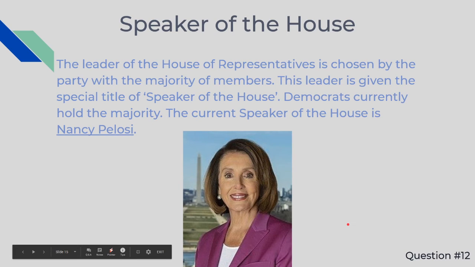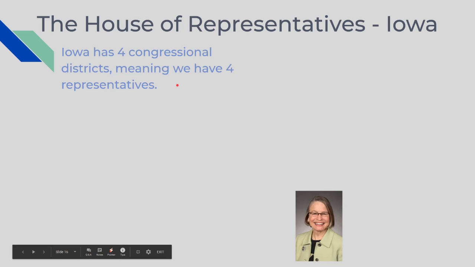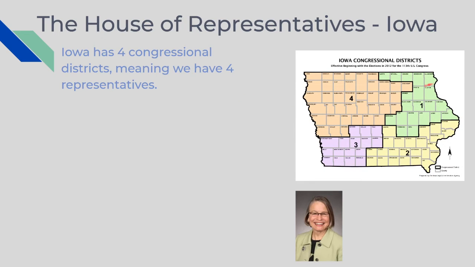We're now going to talk specifically about Iowa's representatives in the House of Representatives. Iowa has 4 congressional districts, meaning that we have 4 representatives. The map of those representatives is out here. You can see that this green area is District 1 of Iowa. This area is District 2. This is District 3. And up here, this bigger area is District 4.